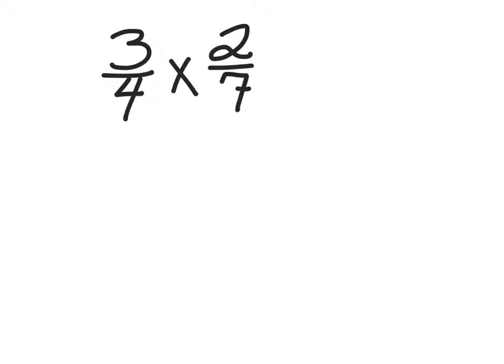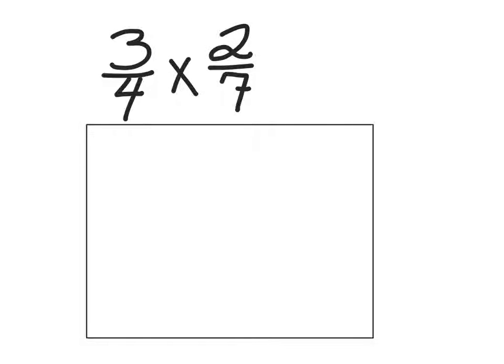And here we go, my friends. 3/4 times 2/7. So once again, the first thing I want to do is go ahead and create my fraction box. So I'm going to make a big old box here, and bam, there we have it. So I'm going to first make this first fraction here. So I want to cut this box into 4 parts. 4 parts means 3 lines, and here we go.